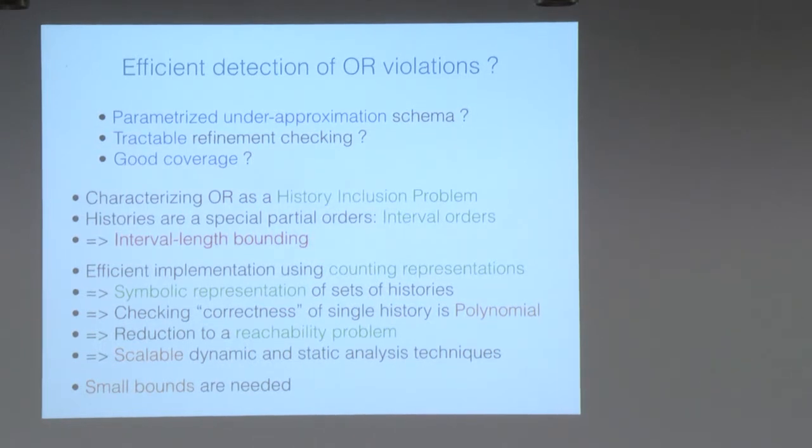We show that this concept can be implemented in an efficient way, in the sense that we can find good representations for these histories using counters. Then we can reduce observational refinement to a reachability problem using counters. Of course, it will be undecidable in general, but if you take this interval length bounding, then you have a finite number of counters.